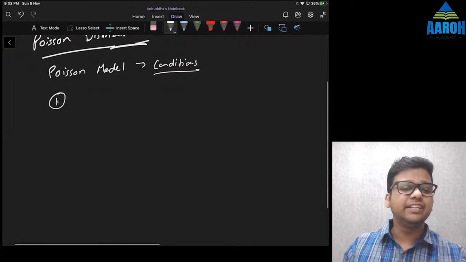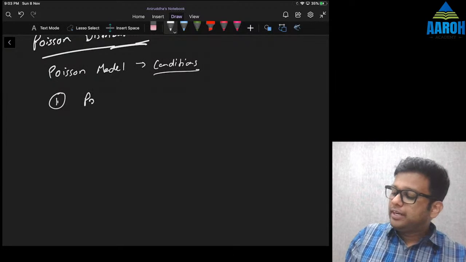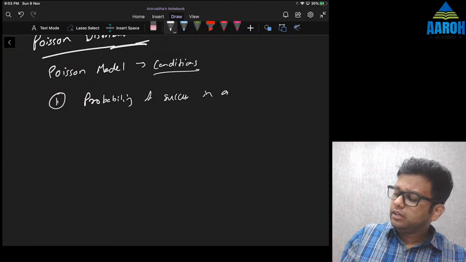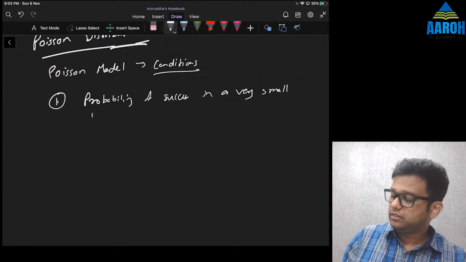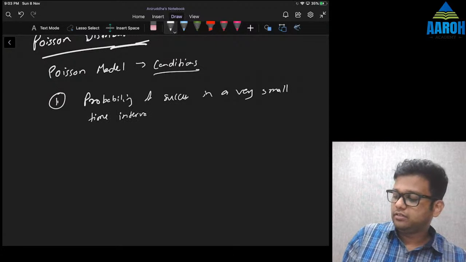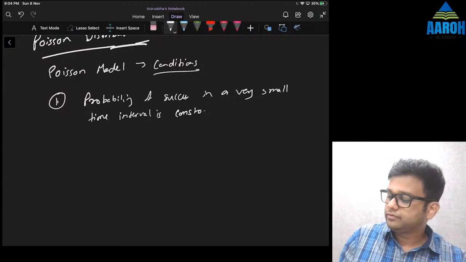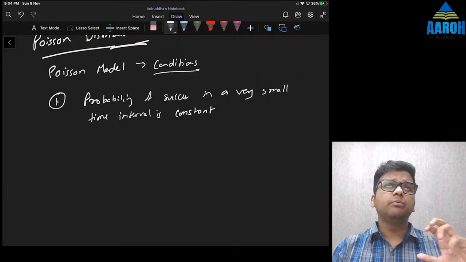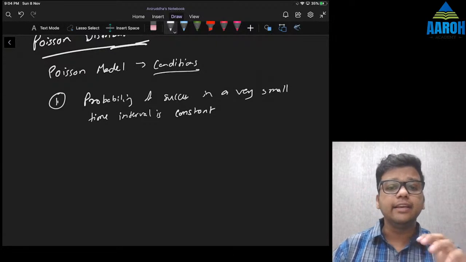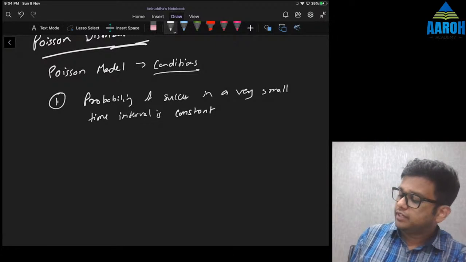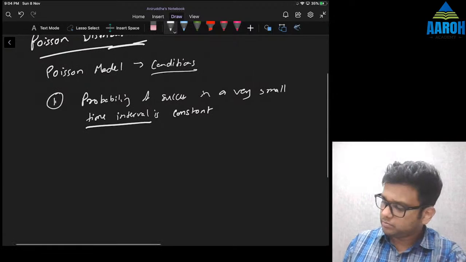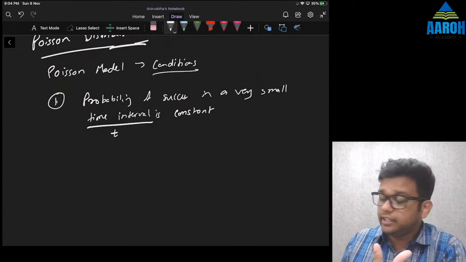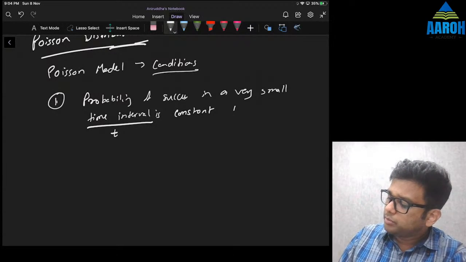So the first condition is that the probability of success in a very small time interval is constant. That is, the probability of finding success in an hour or in a day is constant. What does it mean? For example, if the time interval is t, t hours, t days, t years, or something like that, then the probability should be k into t.